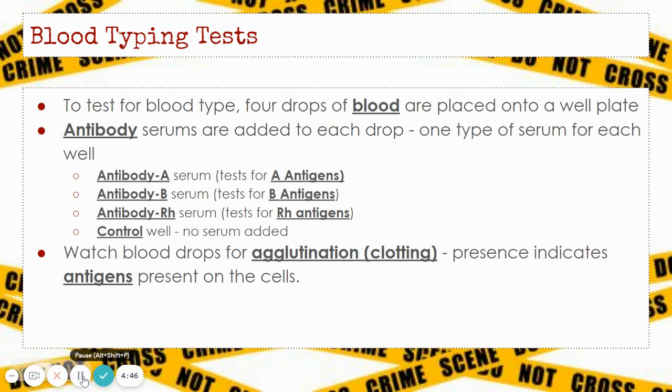Once we add those serums, we're going to watch those drops for what we call agglutination, which is similar to clotting. It looks like clotting to the naked eye. If it does agglutinate, that indicates that antigens are present on the cells. That means the surface of those cells have those antigens present, right? The antibodies are going to attach to those antigens and cause it to agglutinate.